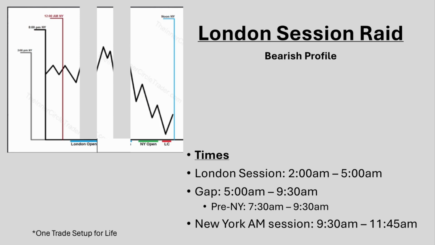The times that we're working with: we've got 2 to 5, the typical London session. Then there's this gap time. Not a gap in terms of price gap, but just this time frame from 5 o'clock to 9:30, where there's a bunch of stuff happening, and it needs to be utilized in the right way. Otherwise, you can get caught trying to trade the Judas swing in the wrong direction, get shaken out, and then the real move happens in the New York session, and that's when you want to participate in this profile.